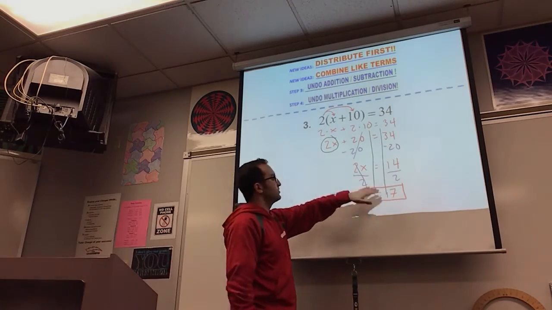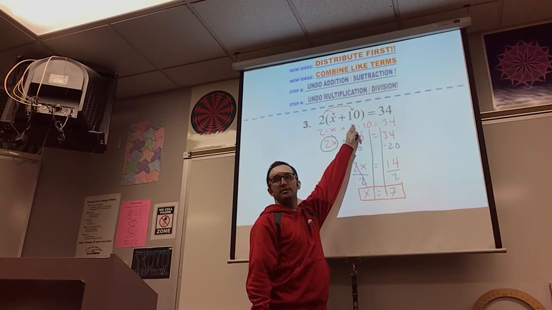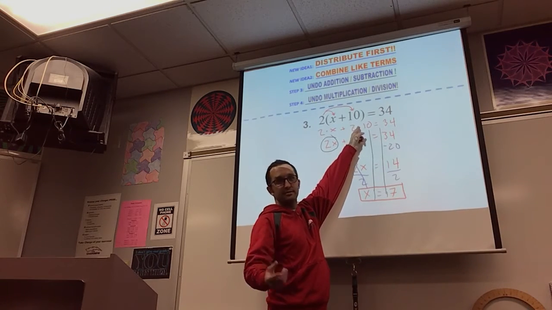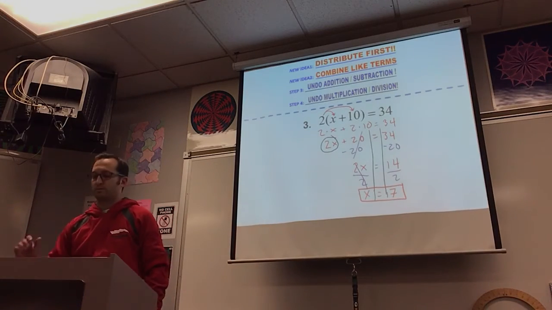All right. So that's kind of how we want to check our answer. And now we want to double check. Plug the 7 back in. 7 plus 10 is 17. Times 2 gives me 34. Yep, good. We always want to check our answer, especially when we're solving equations.